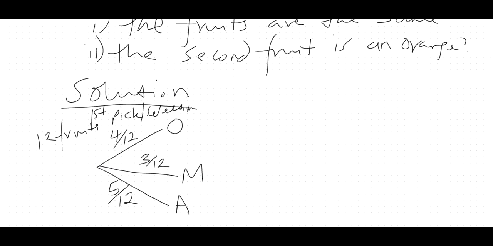Okay. And then you observe that if you add these probabilities here, you are supposed to get 1. So if you add 4 over 12 plus 3 over 12 plus 5 over 12, then you are supposed to get 1. So that is now the first pick.